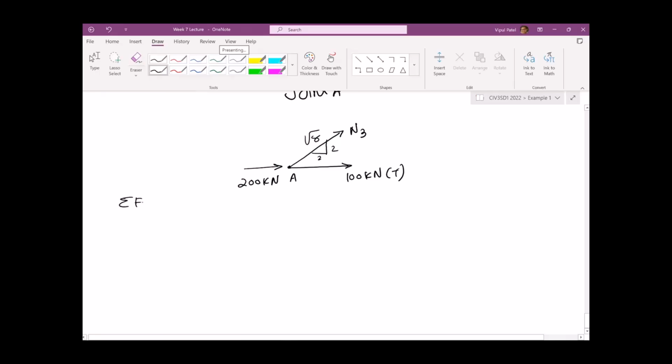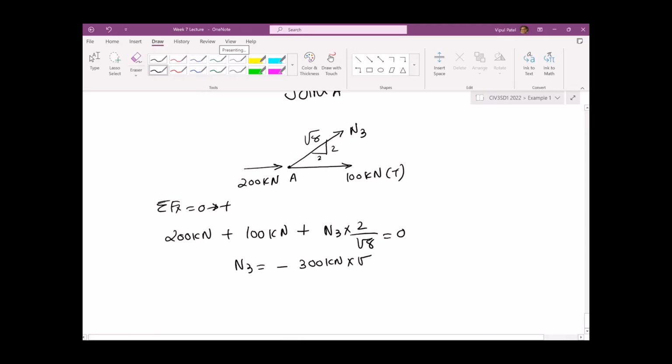Sum of the force in the y direction, you can't find it in the y direction. Sum of the force in the x direction, left to right is positive: 200 kilonewtons plus 100 kilonewtons plus N3 times 2 on square root 8 equal to 0. So N3 equal to minus 300 kilonewtons times square root 8 on 2. It's not matching.